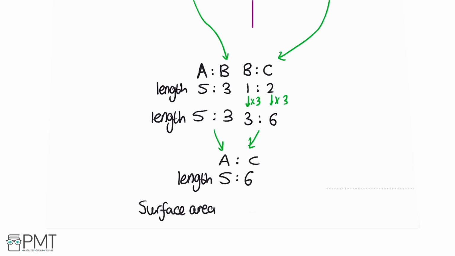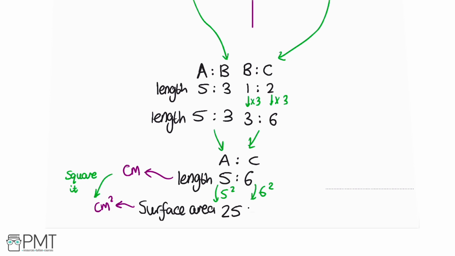So again, to do this, we're going to use our little trick. The units for length that we're working with in this case is centimeters. So what does that mean the units for surface area are going to be? Well, the units for volume were centimeters cubed, but here we're talking about area, so it's going to be centimeters squared. Well, how do we get from centimeters to centimeters squared? We square it. So that's what we're going to do. I'm going to do 5 squared, and I'm going to do 6 squared, leaving me with a ratio of 25 to 36, which is our final answer.